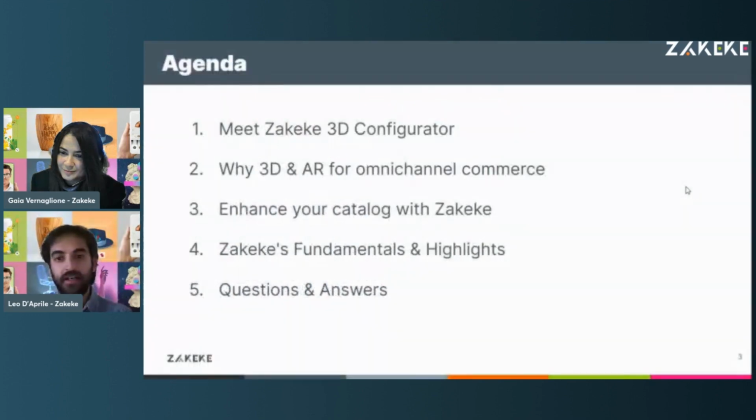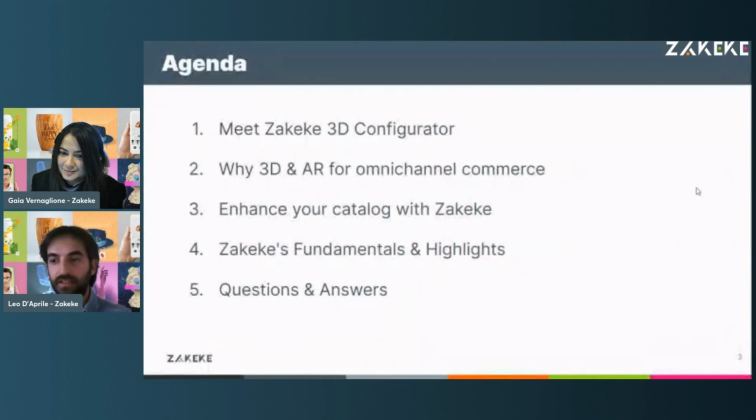Let's go directly inside the agenda. We will meet the Zakeke 3D configurator. Then we will discover why 3D and AR are exceptional, important fundamentals for omnichannel commerce. And then we will go through the demo with Gaia, where we will see how to enhance your catalog thanks to the Zakeke Visual Commerce platform and 3D configurator. We will see the fundamentals and the highlights, features, settings, everything you need to set up an exceptional customer experience, and then we will have a live Q&A with all of you.